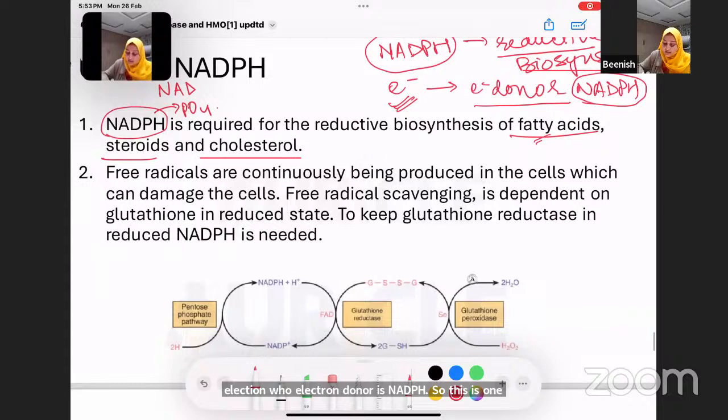Now, free radicals scavenging. Okay, so your free radicals are continuously being formed in the cells, which can damage the cells.